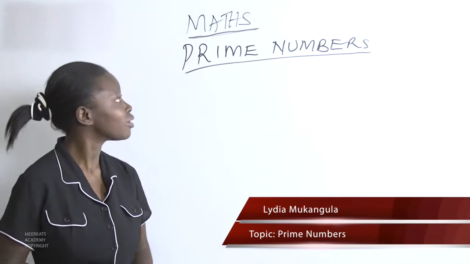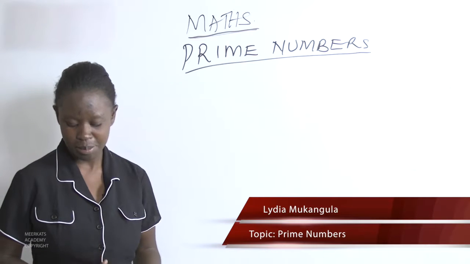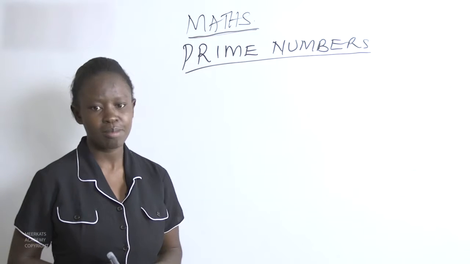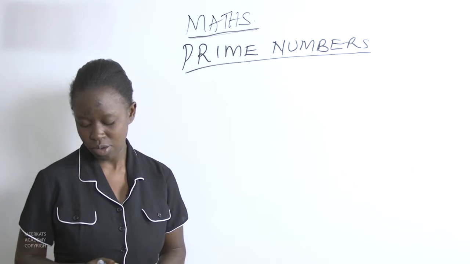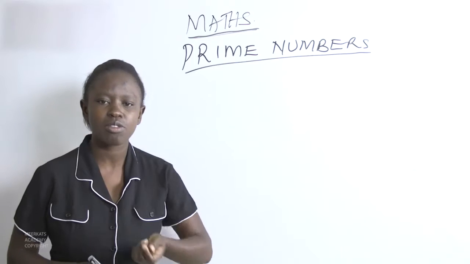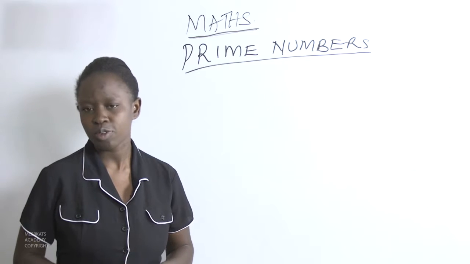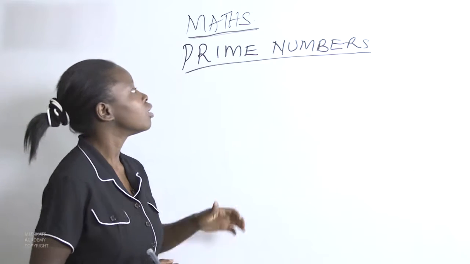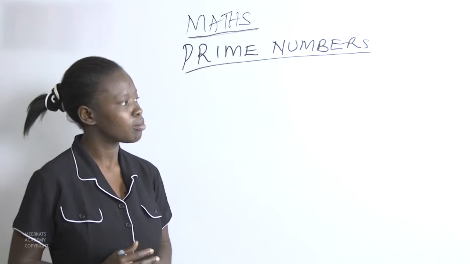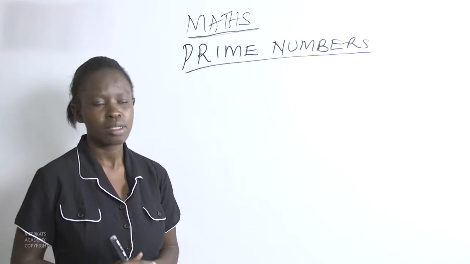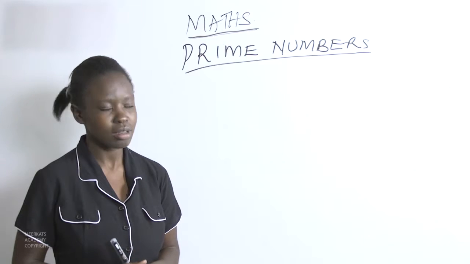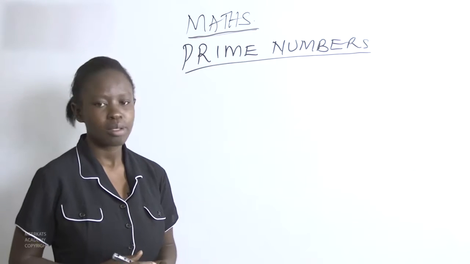Welcome to today's lesson. We are going to deal with prime numbers. In the previous lesson, we looked at the divisibility tests for the numbers 2, 3, 4, 5, 6, 7, 8, 9, 10, and 11, whereby we said that among the numbers between 1 and 11, 7 is the only number whose divisibility test is yet to be found.